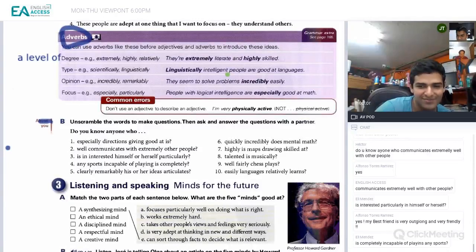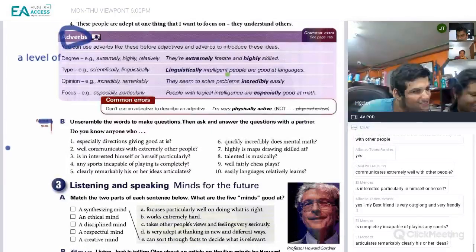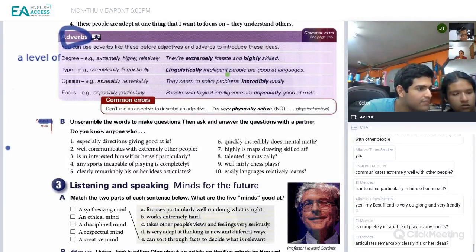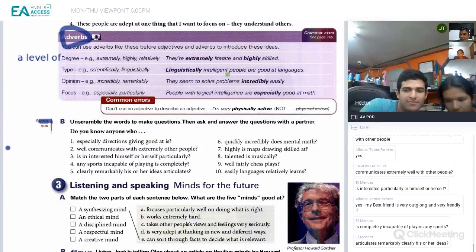Do you know anyone who articulates remarkably clearly his or her ideas? Do you know anyone who articulates remarkably clearly? It's correct. Remarkably clearly. Okay, yes. All right.